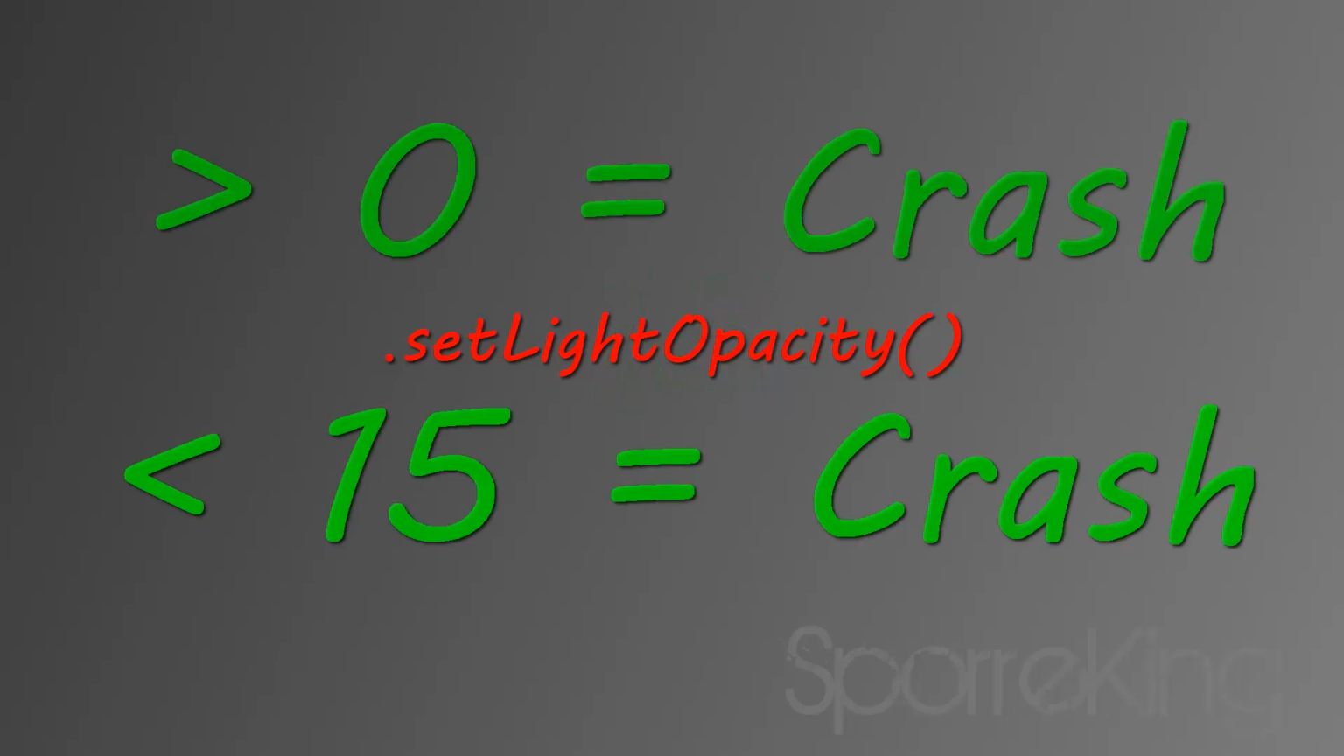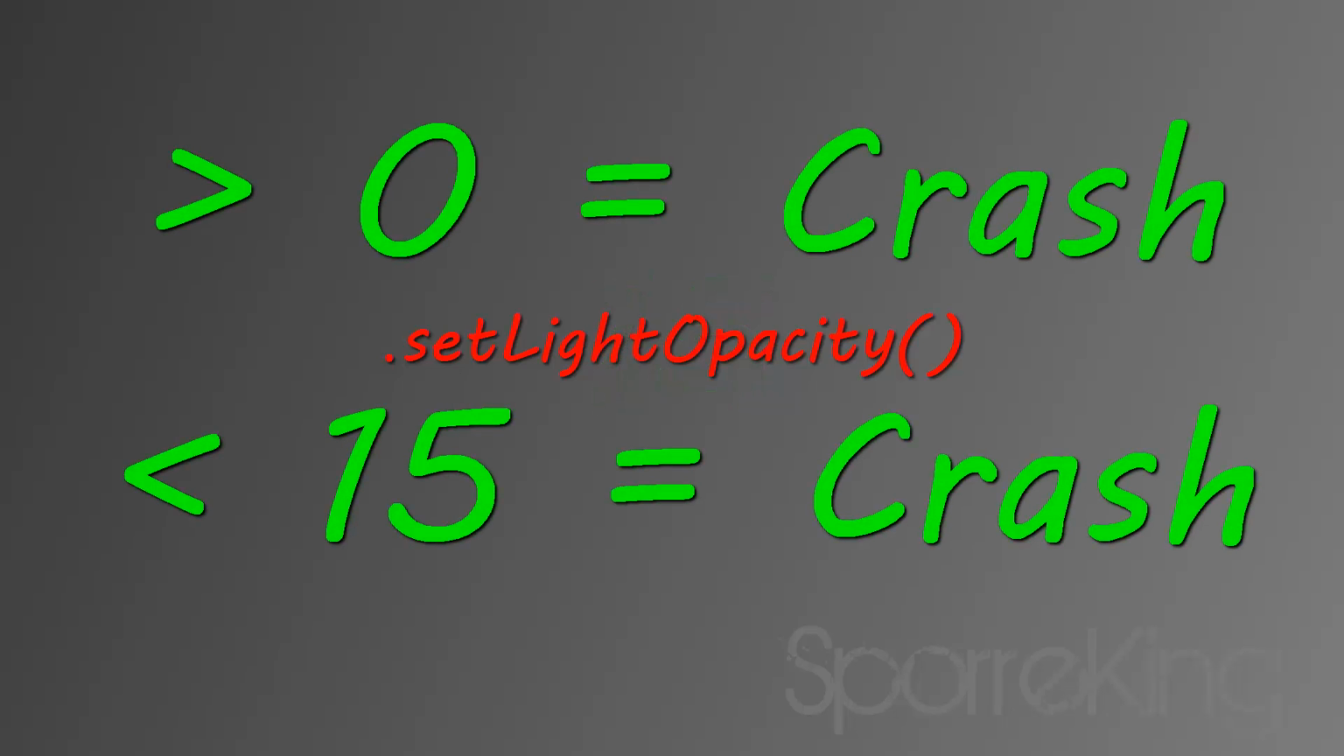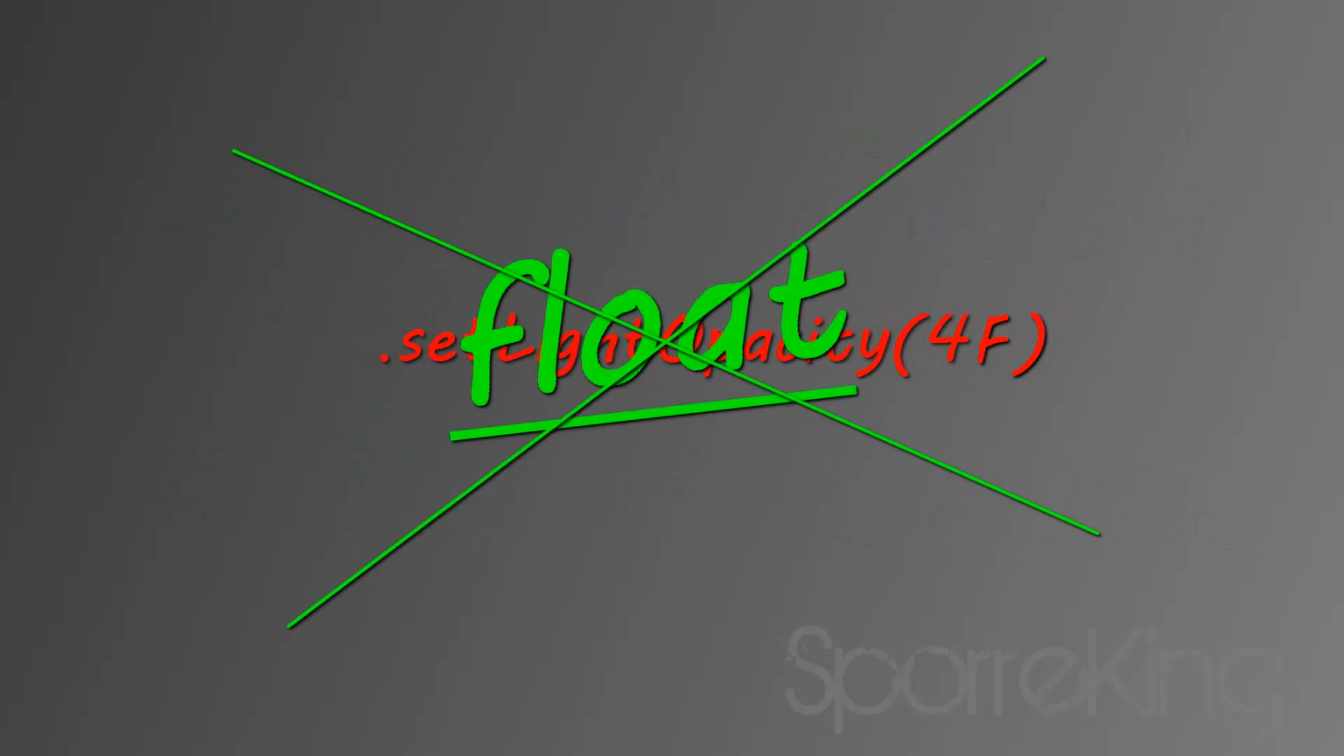The final property is .setLightOpacity. This is how much light is allowed to pass through your block, like glass for example. 0 will allow all light to pass through, while 15 won't allow any light at all to pass through. Any value above 15 or below 0 will crash your game. Please note that this is not a float value, so don't type F. If you don't add this property, your block will be as light resistant as stone.